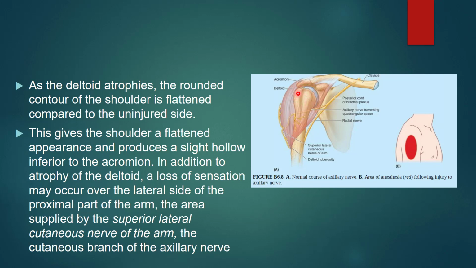In addition to the atrophy of the deltoid, a loss of sensation may occur over the lateral side of the proximal part of the arm, because this area is supplied by the superior lateral cutaneous nerve of the arm, which is the cutaneous branch of the axillary nerve. So here there will be loss of sensation on which part? On the lateral side of the proximal part of the arm, because it is supplied by the superior lateral cutaneous nerve of the arm, which is the branch of the axillary nerve.